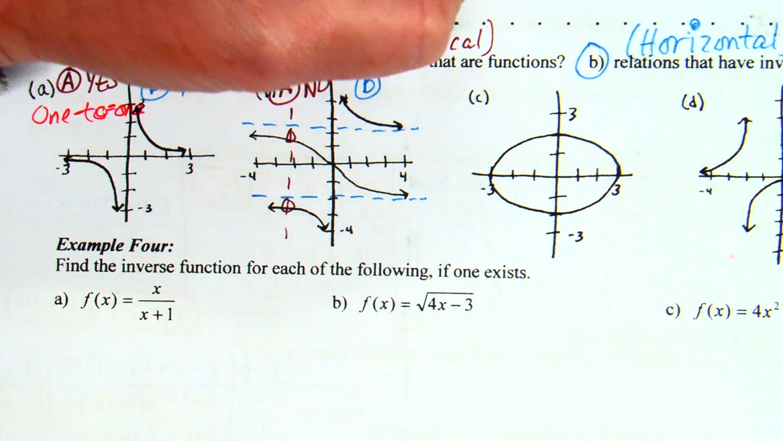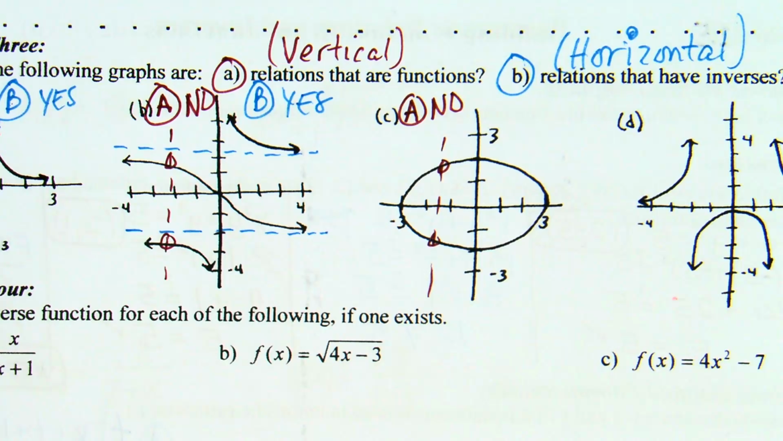Graph C. Is it a function? No, because it fails the vertical line test. Does this relation have an inverse? No, because it fails the horizontal line test. That was a pretty easy one, right? And D.